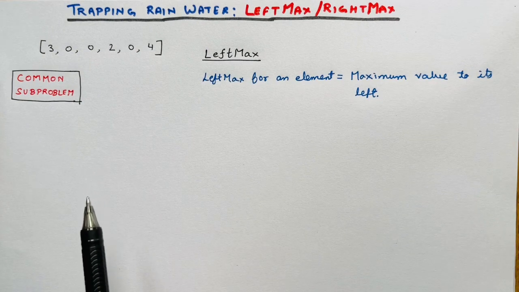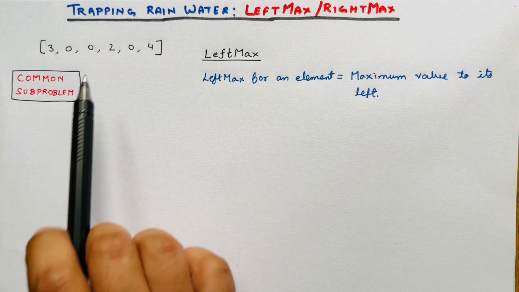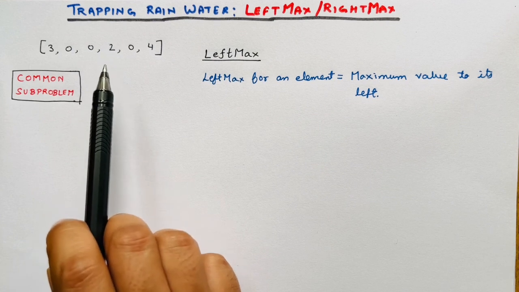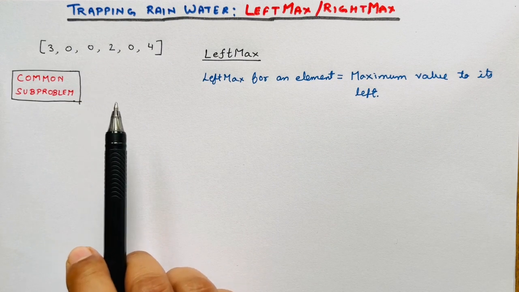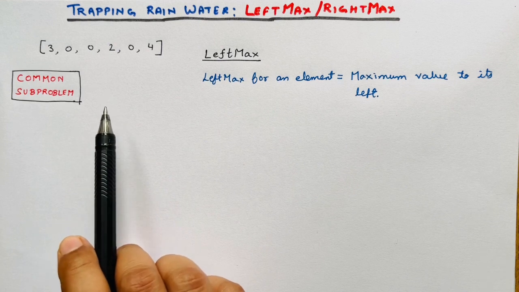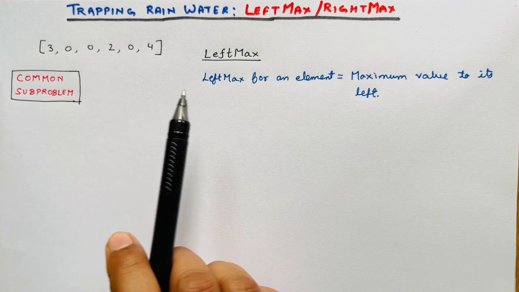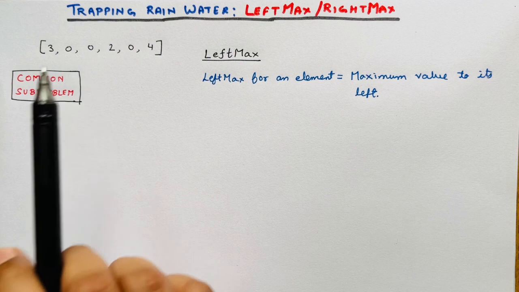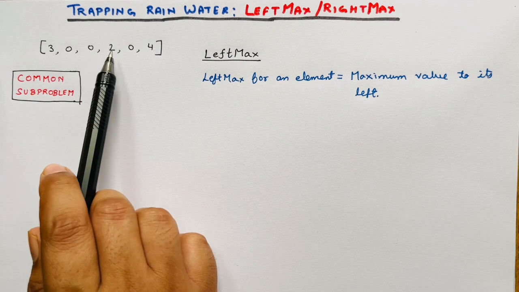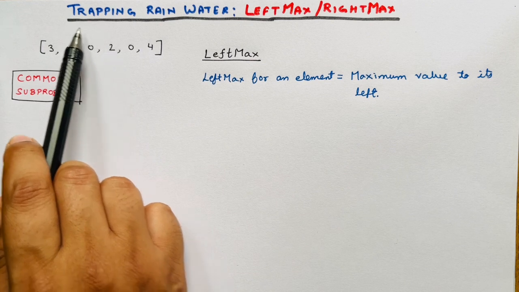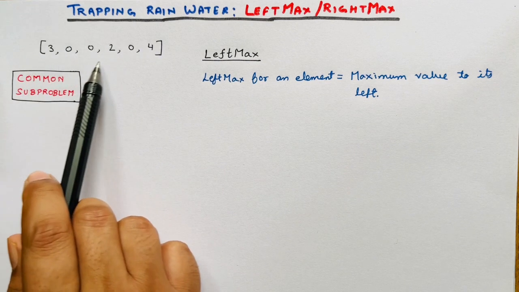If our aim is to calculate the left max including the current element, we can include it. And if our aim is to calculate excluding the current element, we can exclude it. In our problem, we will calculate the left max by including the current element. So the left max for 2 will be dictated by the maximum value among all these elements.